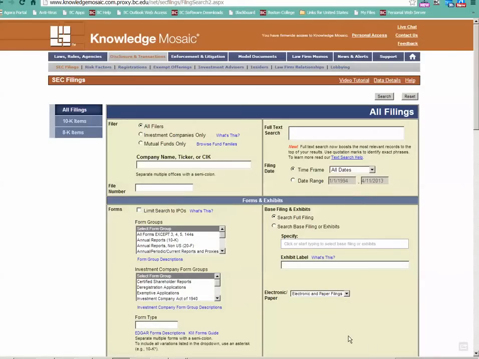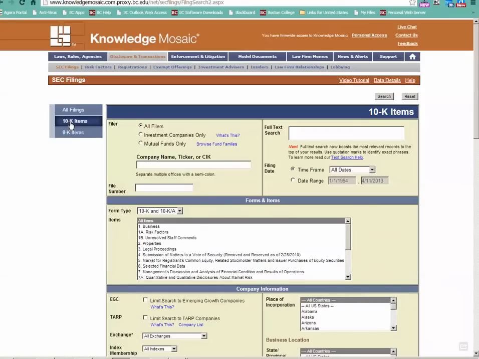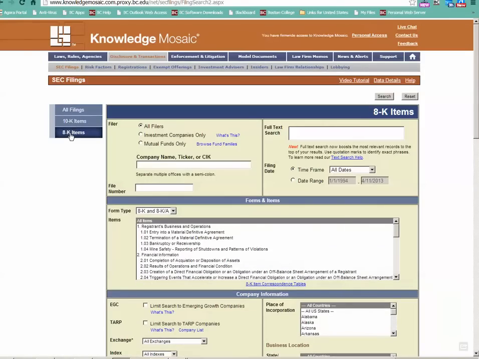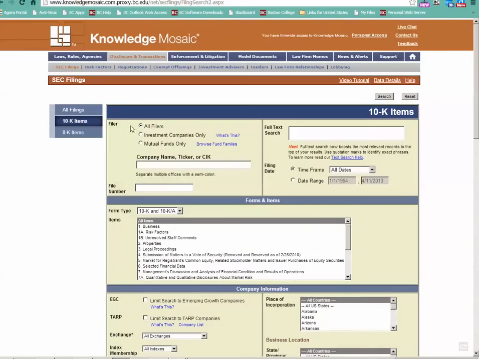So this is the Knowledge Mosaic page, and I've already clicked on disclosures and transactions. You can see that we can look up all the filings for a particular company by company name, ticker. You can look up just the 10K, or you can look up just the 8K, which are those unscheduled filings. So we're going to look at the 10K. Let's just pick a company here.